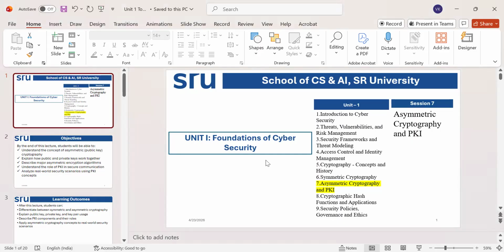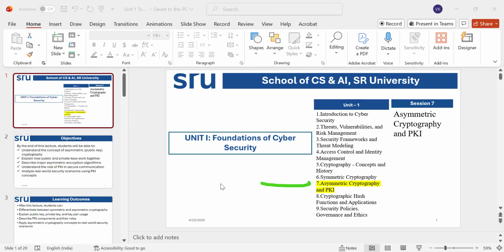Hello everyone. Today we will start about asymmetric cryptography and the public key infrastructure. That is our seventh topic, right? If we see earlier, we studied the introduction, threats, vulnerabilities and risk management, security framework, threat modeling, access control and identity management, cryptography, and last we studied symmetric cryptography.